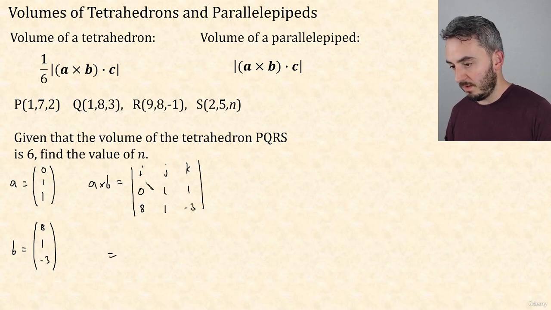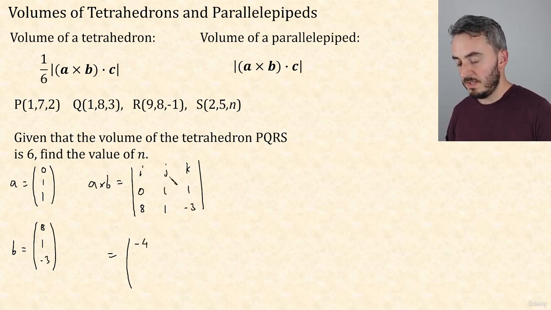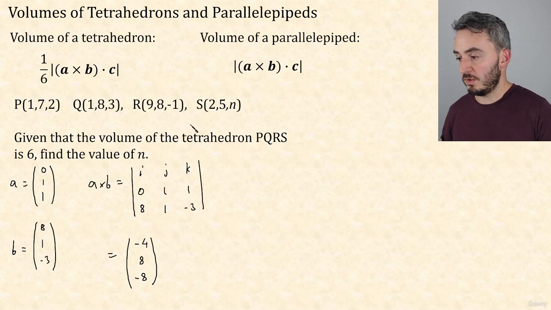So what do we get there? Well, it's i times minus 3 minus 1, which is minus 4. Minus j, and it's 0 minus 8. That would be minus 8, but it's positive 8. k, 0 minus 8 is minus 8. So there's a crossed b. So I'm going to have to dot that with c.